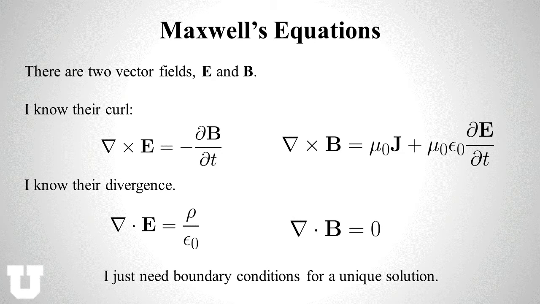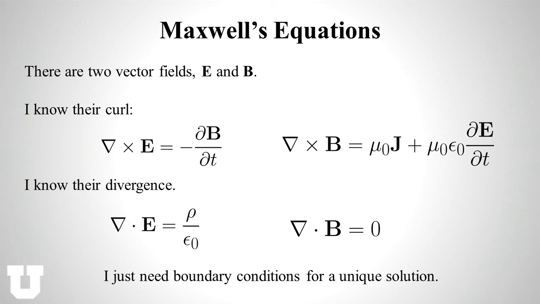So you notice if I rearrange Maxwell's equations a little bit, I have 2 vector fields, E and B. So the electric field and the magnetic field. And Maxwell's equations are telling me 2 very important pieces of information about each field. You notice Faraday's law tells me the curl of the electric field, and then Gauss's law tells me the divergence of the electric field. And then Ampere's law is telling me the curl of the magnetic field, and then Gauss's law for magnetism tells me the divergence of the magnetic field.